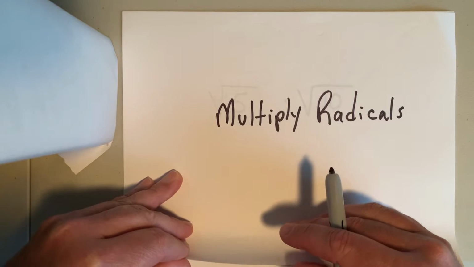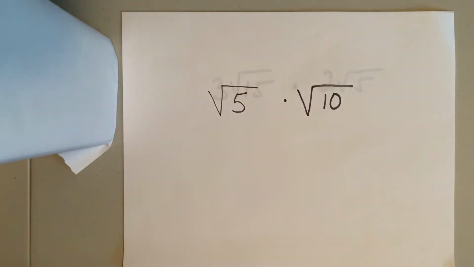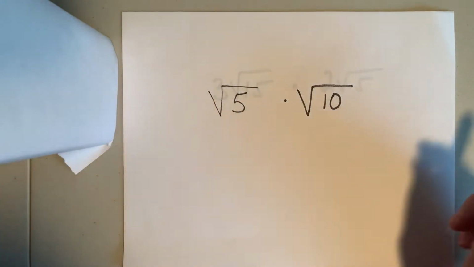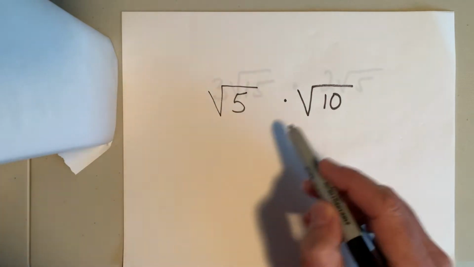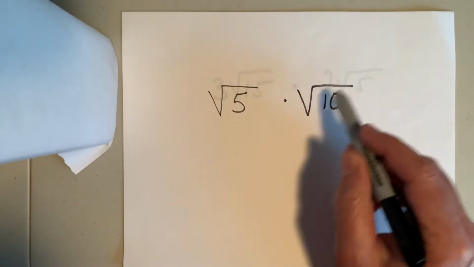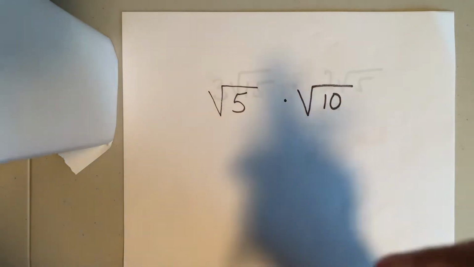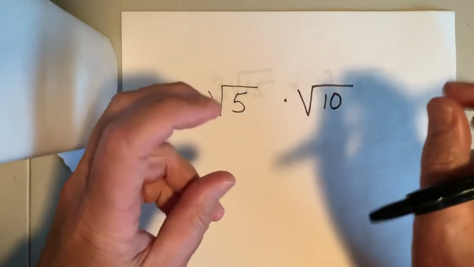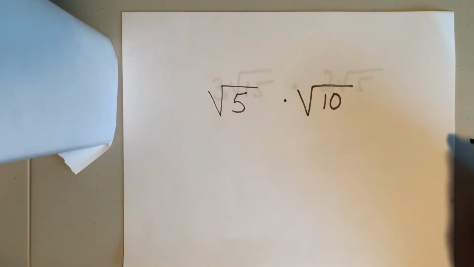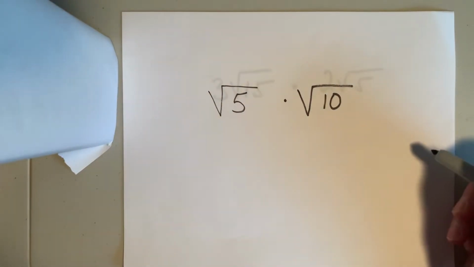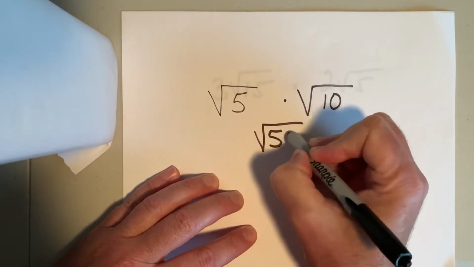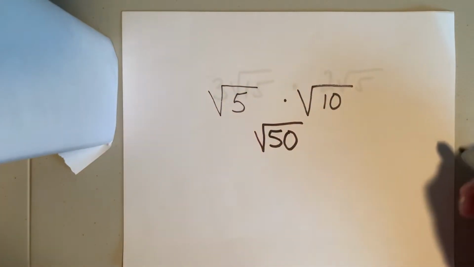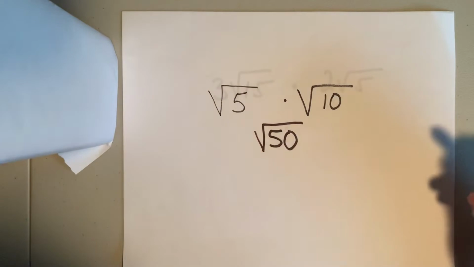All right, multiplying radicals. Our first example is radical 5 times radical 10. Now, I want you to first note that you cannot simplify radical 5, nor can you simplify radical 10. They're already kind of like in lowest terms, if you will. So what we simply do is multiply them like you're probably thinking. 5 and 10, that's going to be radical 50. Okay, so we take radical 5 times radical 10, and that's radical 50.